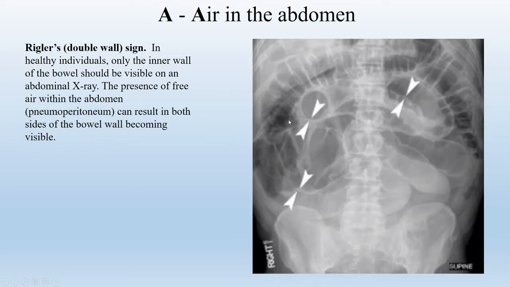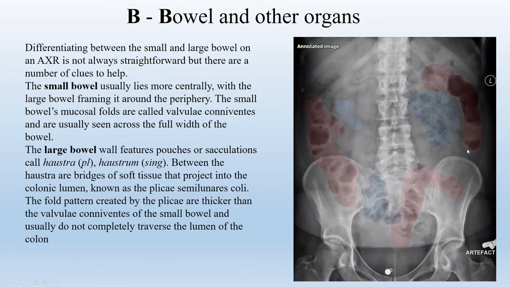You can see that here is a distension of bowel loops, both small and large bowel, and the air, the sign, Rigler's sign. A was for air in the abdomen. B, the first B stands for bowel and other organs.